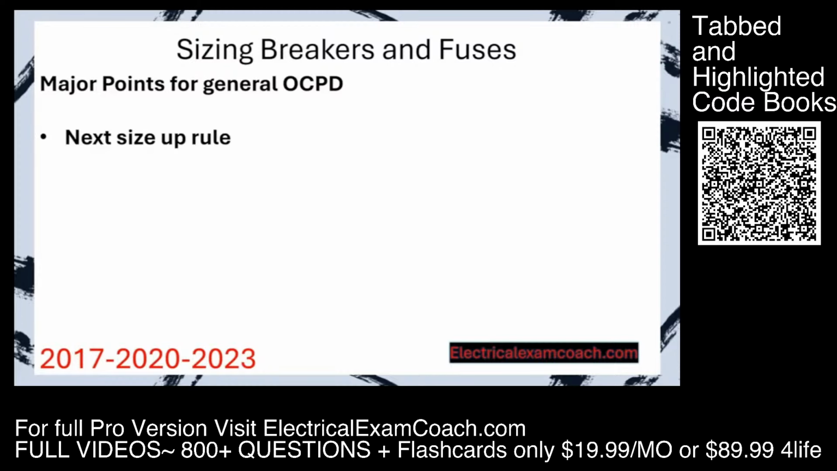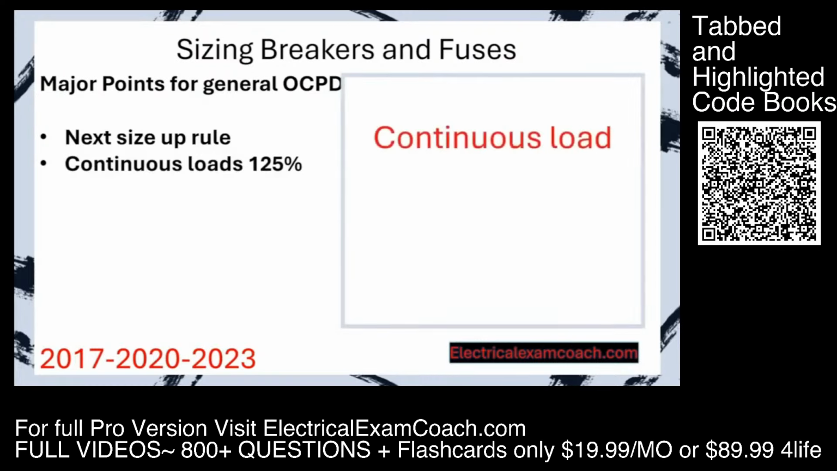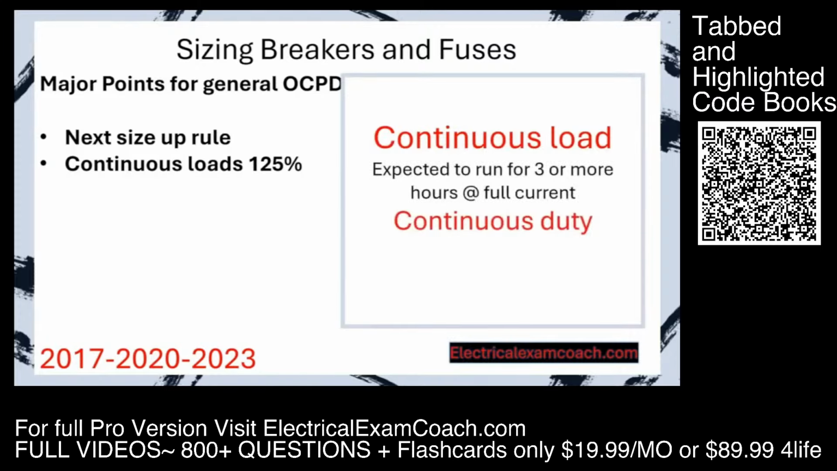The next major point is going to be continuous loads at 125%. There are two different names that you may see: continuous load or continuous duty. A continuous load is defined as expected to run for 3 or more hours at full current. And in the exam prep world, you have a load that's known to run for 5 hours, and it'll ask you for wire size or breaker size. Or it might say 5 hours or 10 hours. It doesn't matter how many hours it is. If it's 3 or more, it's considered a continuous load.